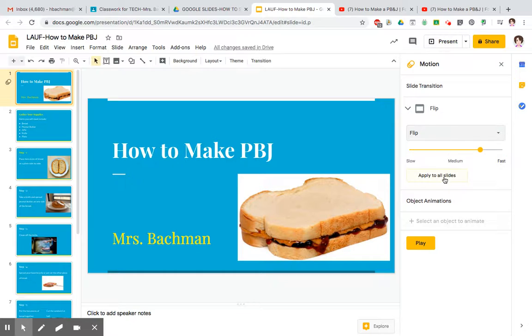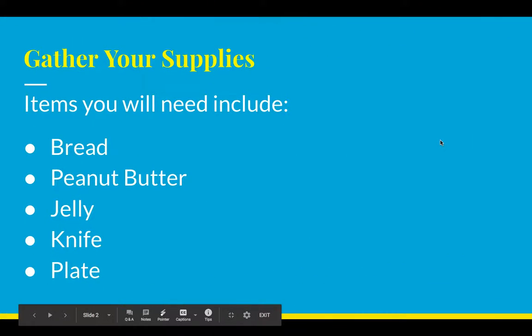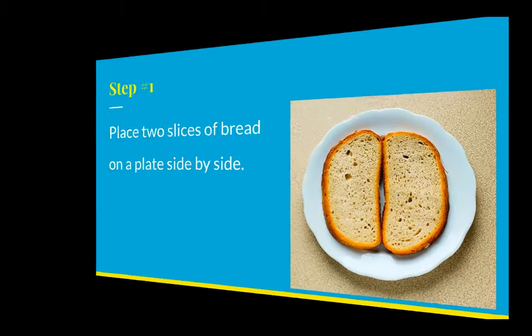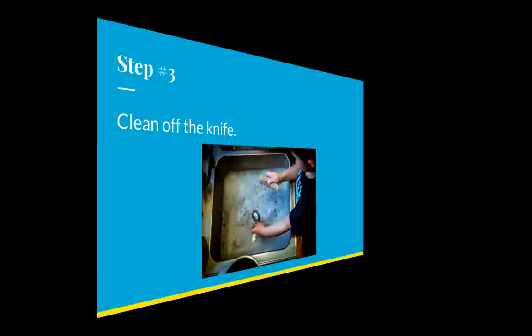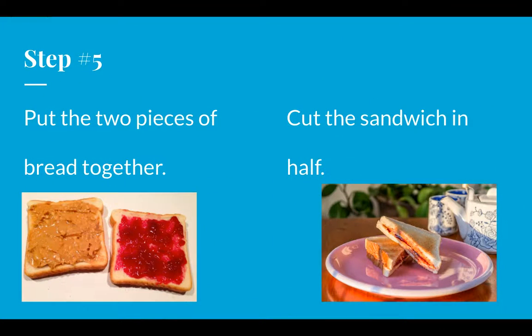And I'm going to just easily say apply to all the slides. And that way I have transitions on all my slides. So how I know that is if I click on slide 1 and hit present, and I click, it's going to flip. Then click, it's going to flip. It's going to flip for every slide I have. So that's what we call a transition. It's how the slide comes onto the screen.